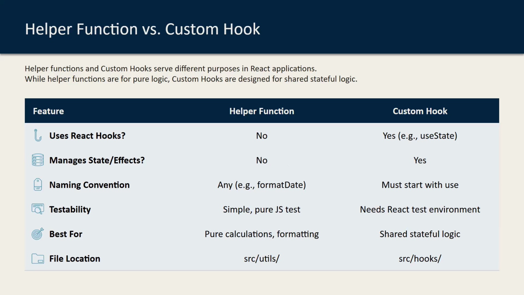All right. So, that's the key difference we're looking at here. Helper functions help us reuse pure logic, while custom hooks help us reuse the stateful React logic. So if it doesn't use React hooks, doesn't manage state, and is mainly just doing formatting or calculations of any kind, that usually belongs in a helper function. But if it does use React state, effects, or any other hooks, that is a better case for a custom hook.